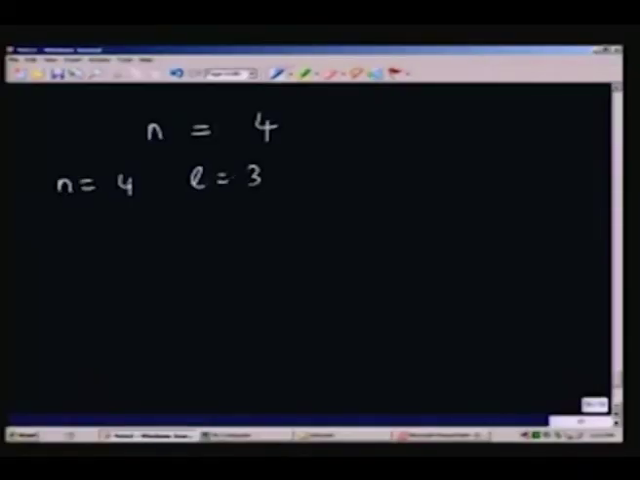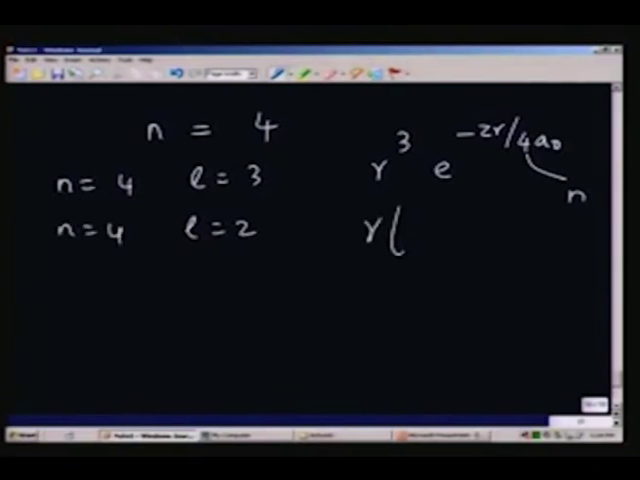For N equal to 4 and L maximum 3, you must have a term something like R cube e to the minus ZR by 4 A naught. This N is always the principal quantum number associated with that. For L equal to 2 in N equal to 4, you will have a function R and an equation something like R minus R by A naught minus some constant times e to the minus ZR by 4 A naught. That is, it will have one radial node.